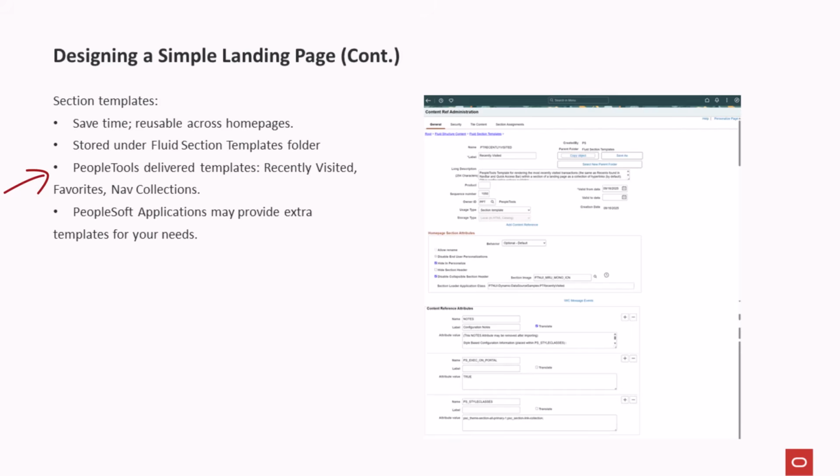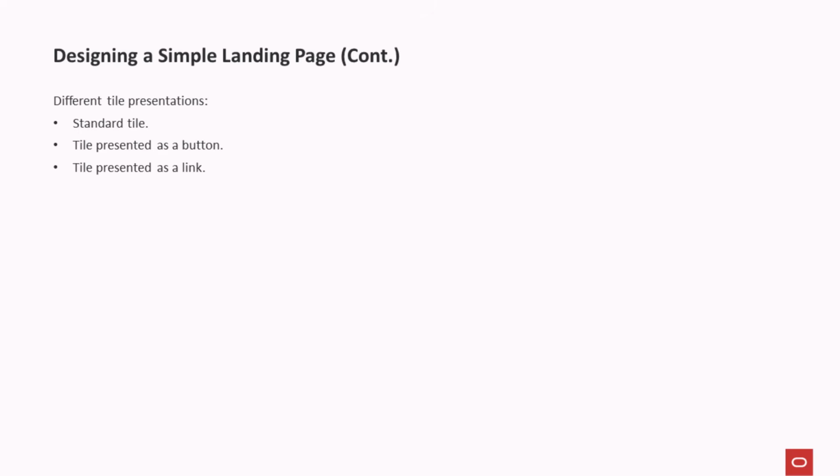PeopleTools delivers 3 section templates, namely Recently Visited, Favorites, and Navigation Collections. Refer to the Using Delivered PeopleTools section templates topic in Online Help for information on importing and using these section templates. PeopleSoft applications may also deliver section templates, which you can reuse in your landing page if required. In a section, you can present tiles in these three user interface forms: as a standard tile, as a button, or as a link.